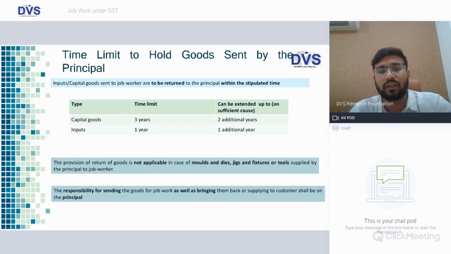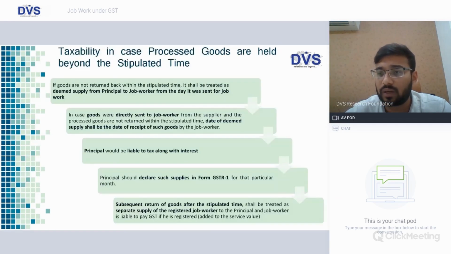The responsibility for sending the goods for job work as well as bringing back or supplying to customers shall be on the principal. The responsibility shall rest with the principal and not with the job worker in terms of getting the goods and delivering the goods to the customers.